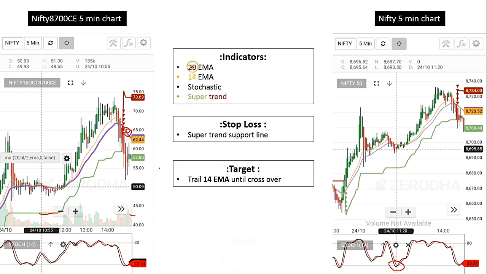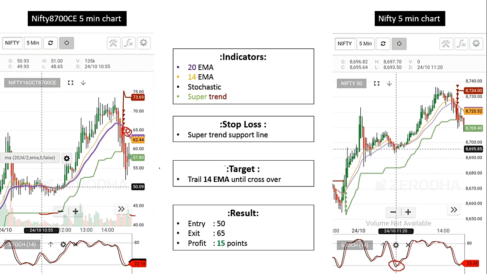Based on this, here are the results. The entry was at 50 on an assumption that the Nifty will head towards the positive side. The assumption was right. We entered at 50 and based on the rules of the target, when the 14-day moving average crosses the 20-day moving average at the price of 65, we exit the trade with a profit of 15 points. This is how this trade can be drawn on a 5-minute candlestick chart pattern by the Nifty observation.